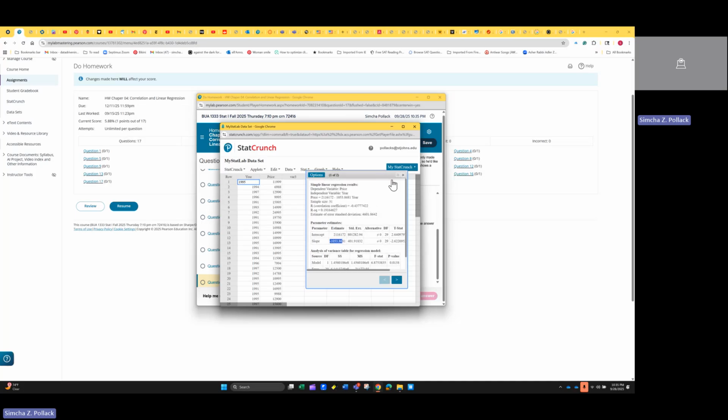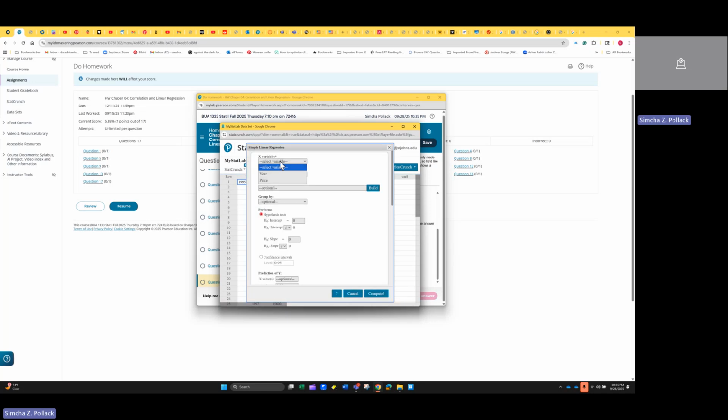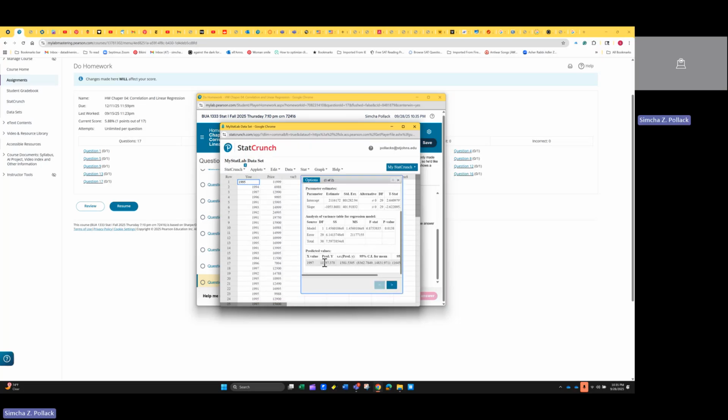You can make a prediction using StatCrunch. So let's do it just for fun. Stat, regression, simple linear. We're using the year to predict price. And we want to make a prediction of 1997. Let's see if that works. Now you can compute. And it's telling us the prediction is $11,597. Let's see if that works.